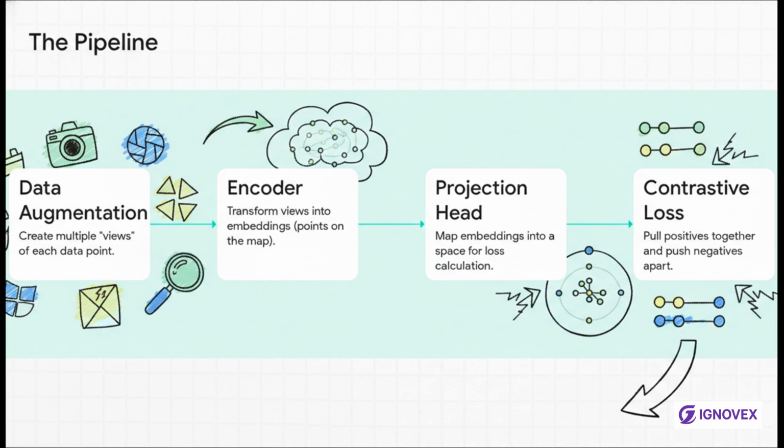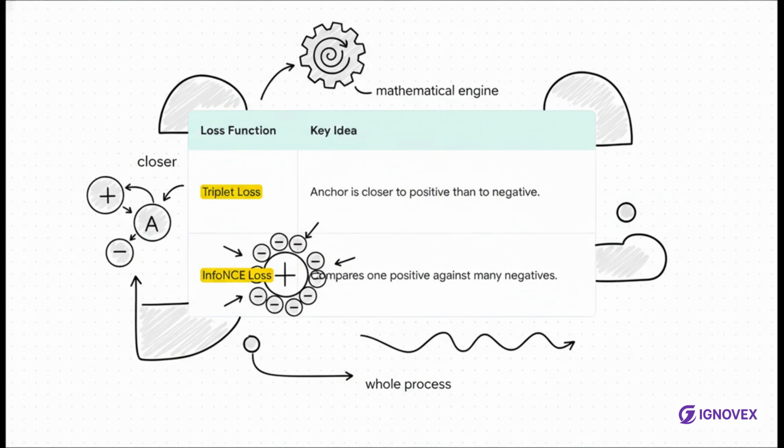And finally, the contrastive loss function acts like a teacher. It measures the distances on the map and tells the encoder exactly how to adjust its strategy to pull the similar things closer and push the different things further away. You can think of that loss function as the mathematical engine that's driving this whole process. Early versions used something called triplet loss, but a lot of modern frameworks use more efficient methods like InfoNCE, which is really good at comparing one positive example against a whole bunch of negative ones all at the same time.